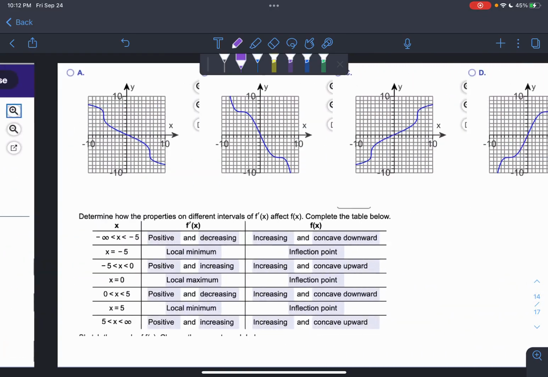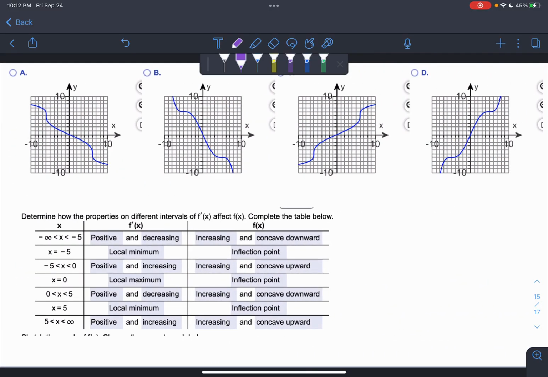And so now we're going to use all that information and try to plot a potential or likely graph of f. We can focus on this one, right? So we're increasing everywhere. That's what this whole column is telling us. So A is decreasing, decreasing everywhere, same for B, decreasing. So we can throw them out.